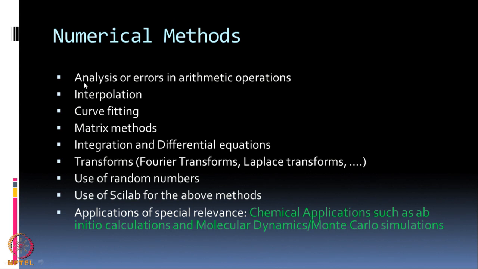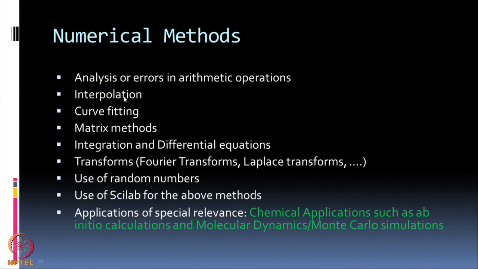The first thing would be analysis of errors in arithmetic operation, because as I said, in numerical methods you can calculate a number up to a given accuracy. Beyond that particular accuracy, it will not be accurate. So, I need to know what is the error in my final result. Error analysis becomes an extremely important technique to understand how good my solution is. This is one of the things we will discuss today a little bit.